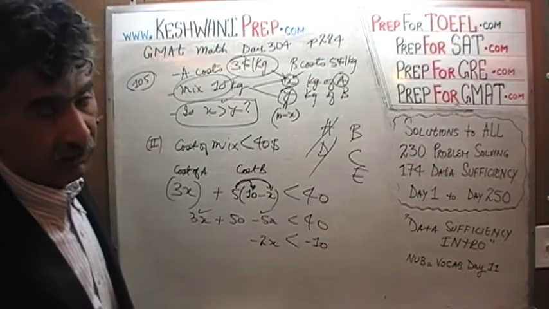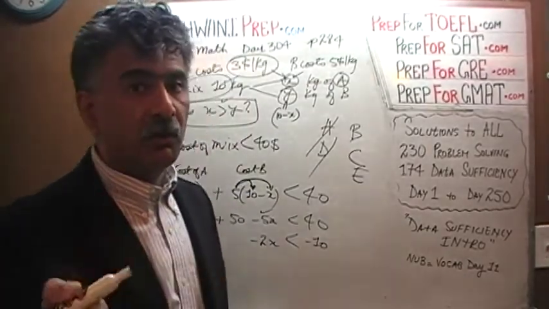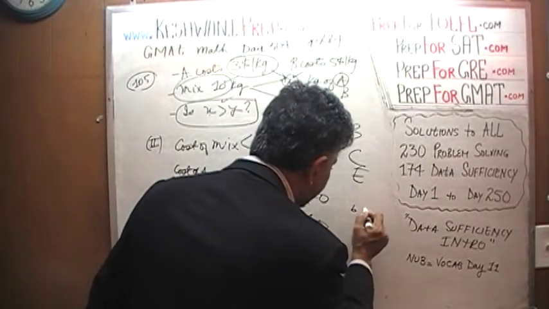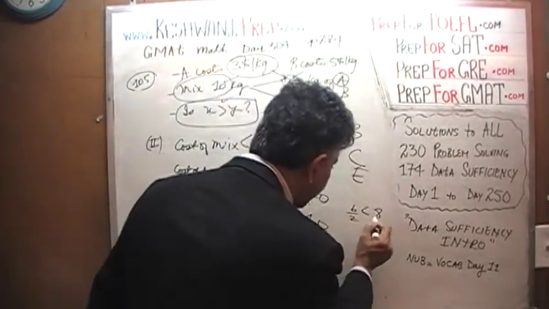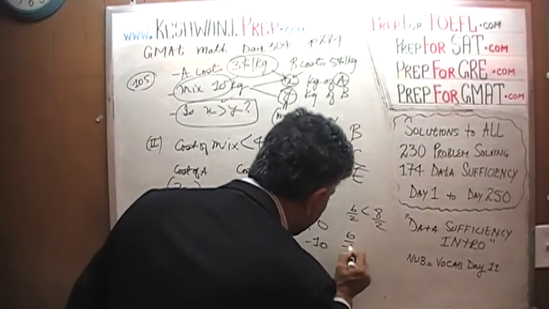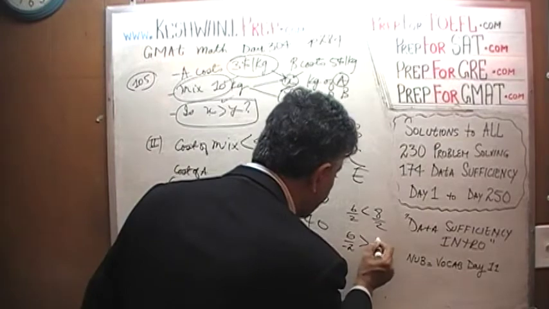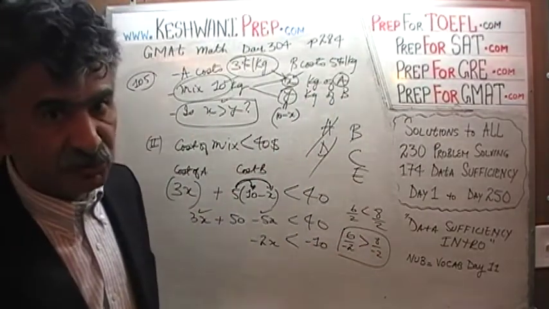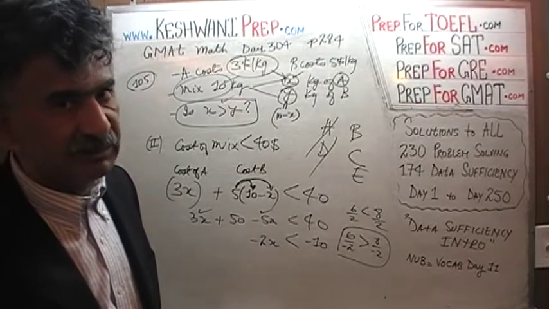if you were to divide both quantities by negative 2, keep in mind, whenever you divide an inequality by a negative number, the direction of the inequality changes. For example, 6 is less than 8. If you were to divide both sides by 2, you're fine. But if you were to divide by negative 2, 6 divided by negative 2 is negative 3, and 8 divided by negative 2 is negative 4, and negative 3 now is greater than negative 4. The direction of the inequality must be switched if you are about to divide by a negative number when you're dealing with inequality. You must keep that in mind.